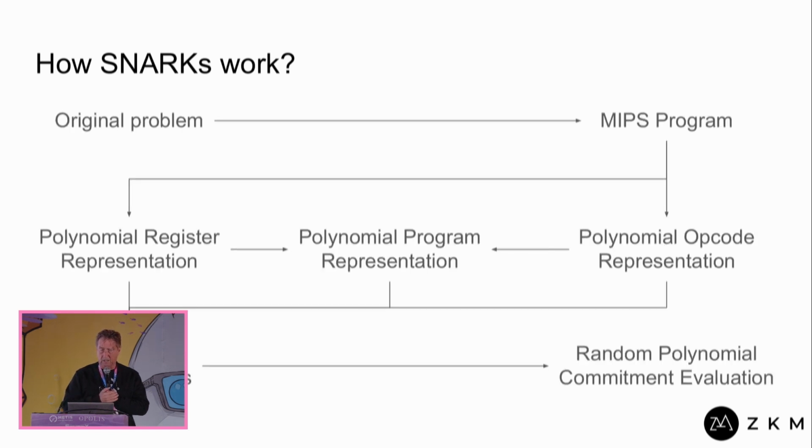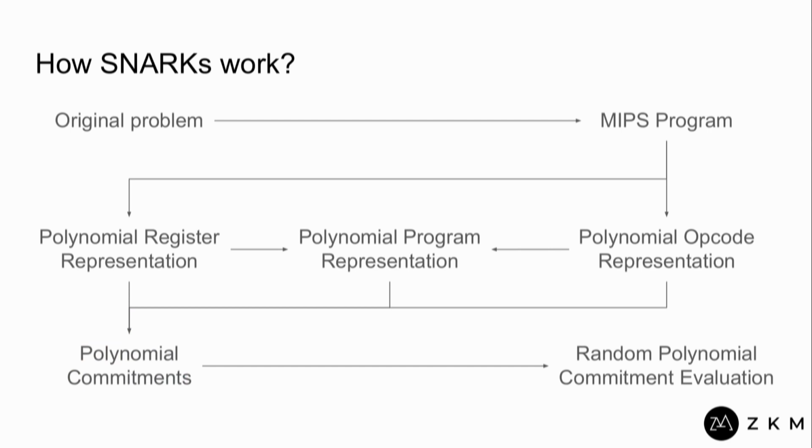So how does the SNARK work? We have the original problem. We transform it into a MIPS execution trace. In the execution trace, we have the registers, which we put into a polynomial, and the opcodes, which we put into a polynomial. We combine the two, and this will give us polynomial commitments and lead to random polynomial commitment evaluation. And now, Steven is going to give all the details.